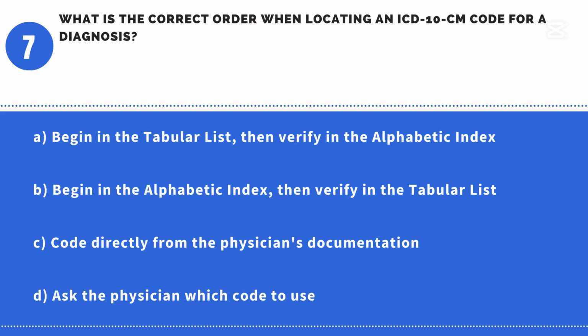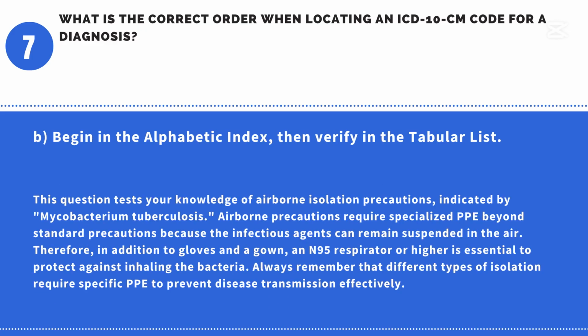Question 7. What is the correct order when locating an ICD-10-CM code for a diagnosis? A. Begin in the tabular list, then verify in the alphabetic index. B. Begin in the alphabetic index, then verify in the tabular list. C. Code directly from the physician's documentation. D. Ask the physician which code to use. Answer: B. Begin in the alphabetic index, then verify in the tabular list.